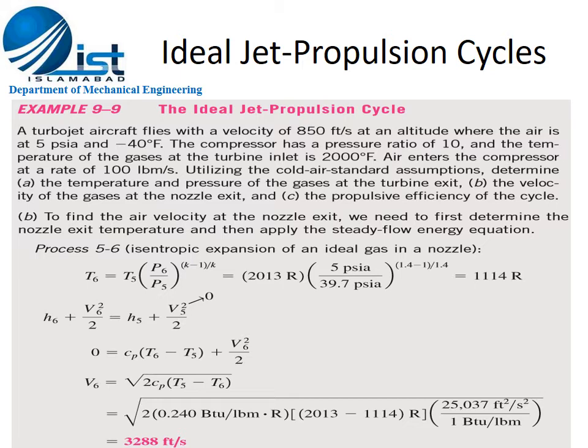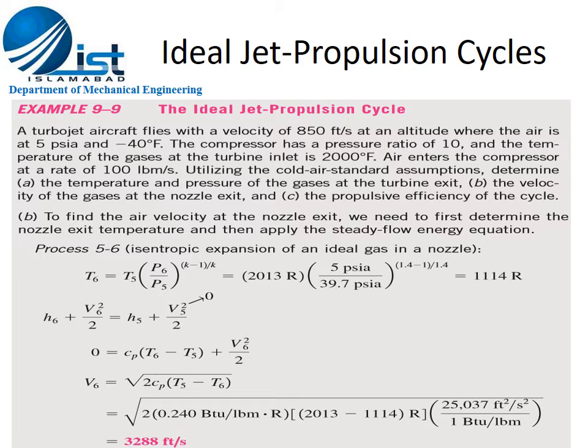Now using the energy balance equation, the steady flow energy equation, we can apply it at point number 5 and point number 6. Point number 5 is the nozzle inlet and point number 6 is the nozzle exit. So H6 plus V6 squared divided by 2 is equal to H5 plus V5 squared by 2.